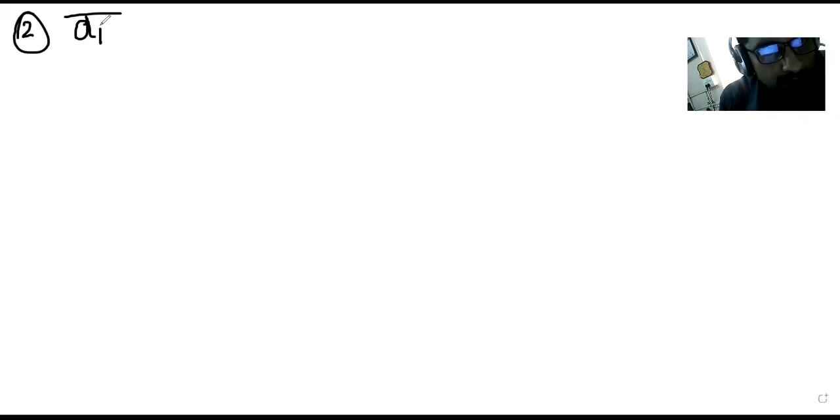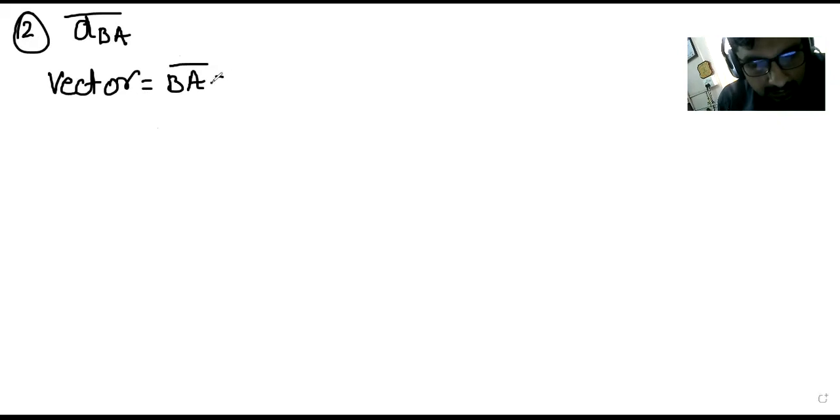So let's move on to the next part, to find the unit vector from B to A, right? This would be the second part of this problem. So we have to identify the unit vector B to A. And we know that to find a unit vector, you should know the vector and the magnitude of that vector, right? So first of all, you should know the vector quantity. The vector involved here is BA bar.